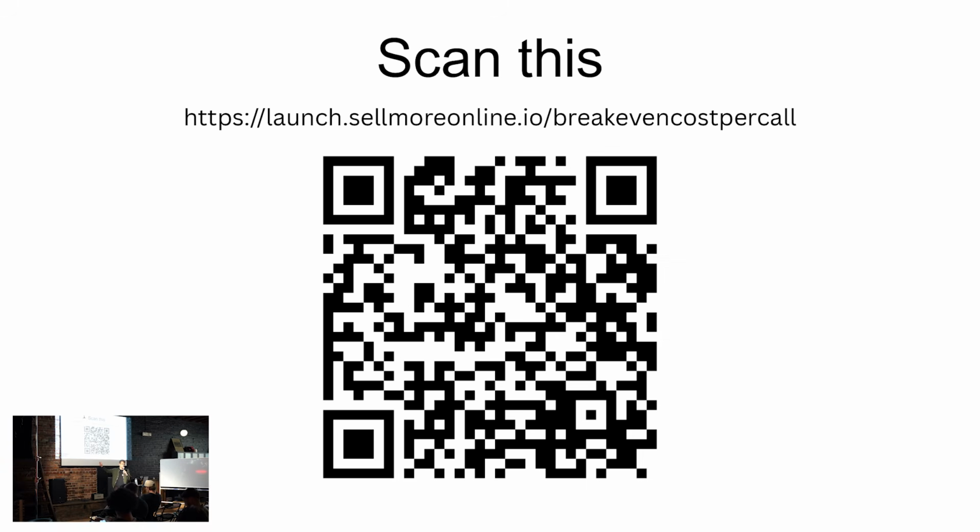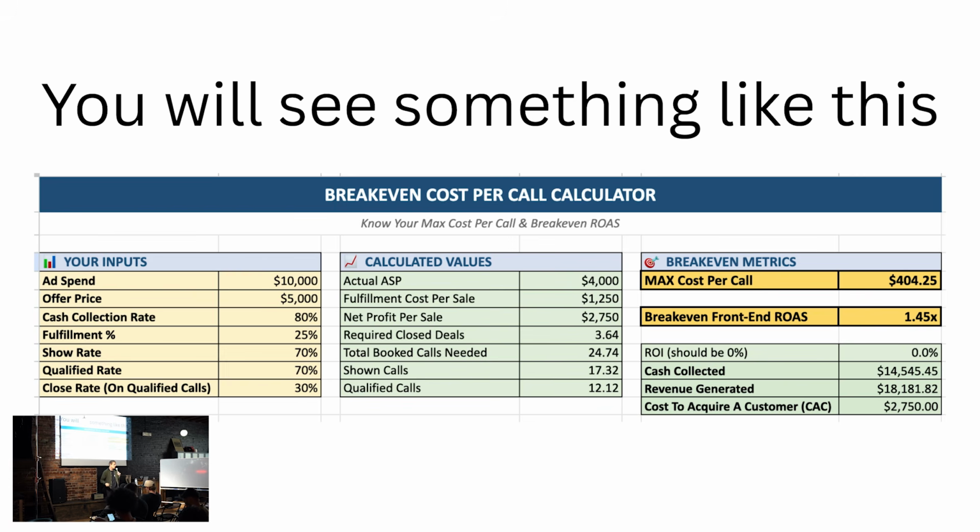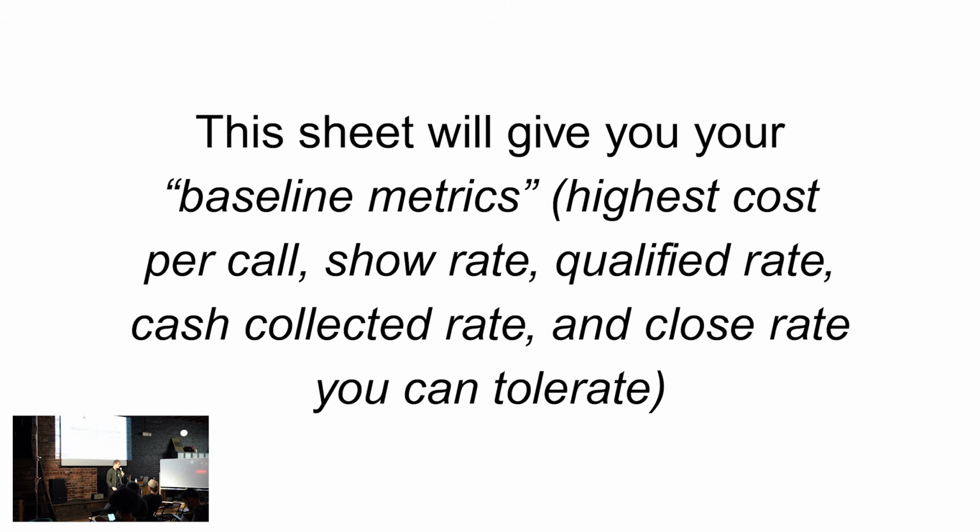Cool. We all good? Little thumbs up. Dope. Cool. So you're going to see something like this. All right. So we'll go over it in a sec, but you'll have your inputs, calculated values from those inputs, and then you'll have your max cost per call, your break-even front-end ROAS, cash collected, if you want to project that, revenue, and then your CAC. All right. So this sheet is going to give you your baseline metrics. So your highest cost per call, your highest show rate, your highest qualified rate, highest cash collected rate, and close rate that you can tolerate to just break even on ads.